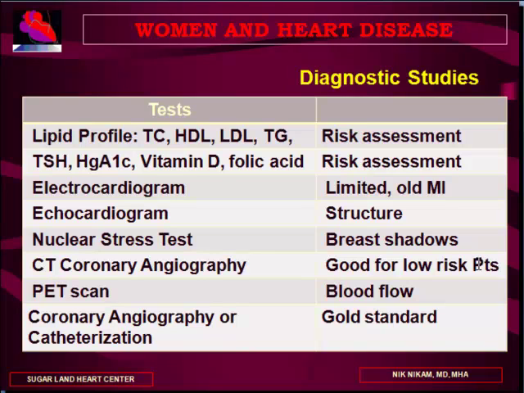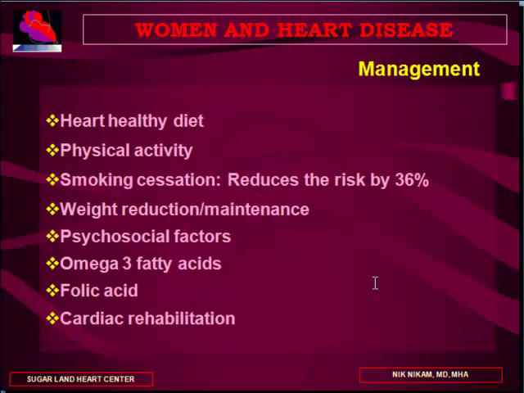A PET scan, like the nuclear stress test, looks at the blood flow to the heart muscle and also looks at the viability of a heart muscle if there is a question of a previous heart attack. Finally, coronary angiography or cardiac catheterization is considered the gold standard in diagnosing the degree and the extent of a coronary artery disease. Management of heart disease among women requires a more aggressive approach.